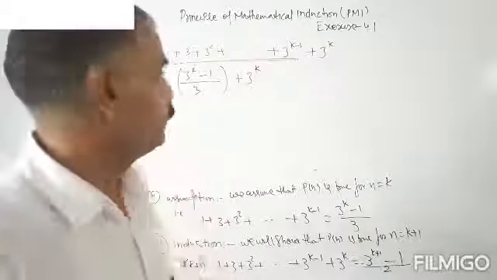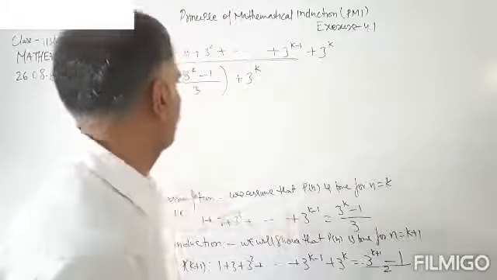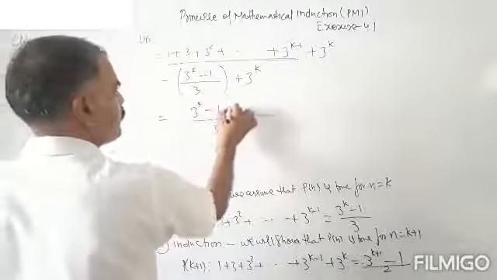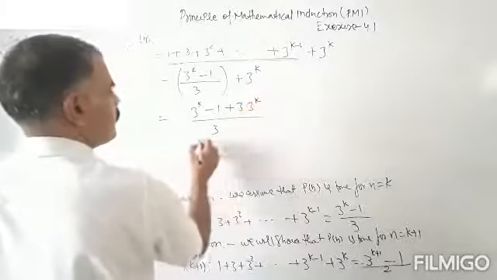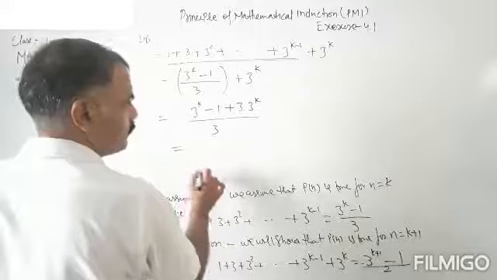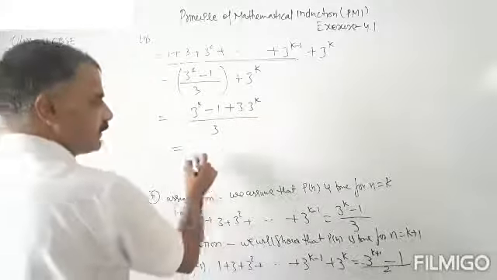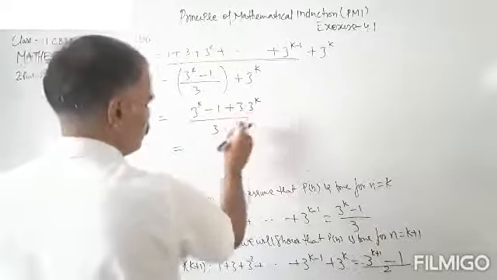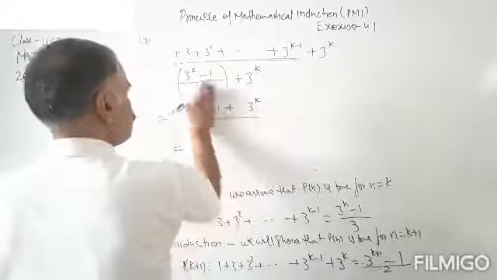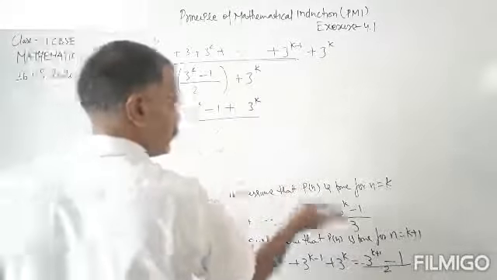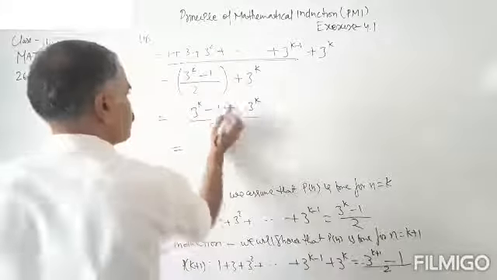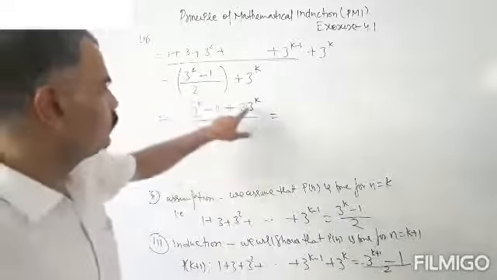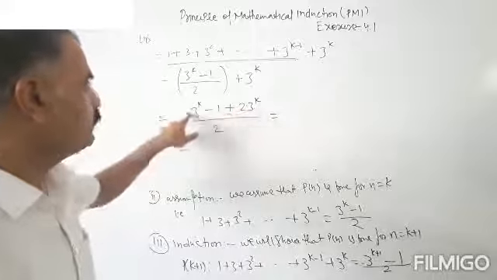Okay, now solve this, taking the LCM: 3 to the power k minus 1 plus 3 into 3 to the power k. So this equals 3 to the power k minus 1 plus 2 into 3 to the power k, upon 2. Here, 2 into 3 to the power k and 1 into 3 to the power k.